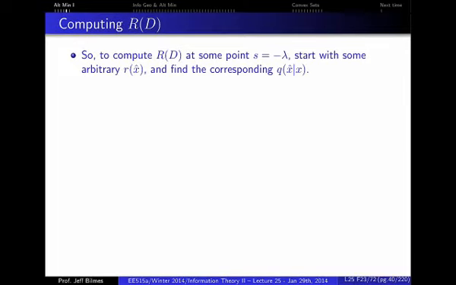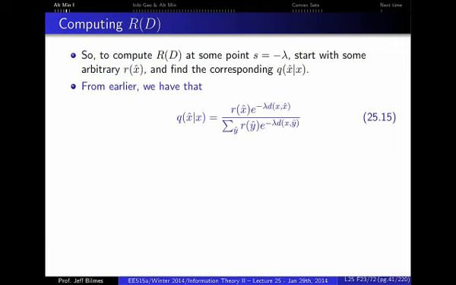So what we can do then is compute the rate distortion function very easily, starting at some point s, which is again the slope. We start with some hopefully arbitrary r of x hat, and find the corresponding conditional distribution. We already have the formula for this; we already know this relationship. We're not going to be able to start with any arbitrary r of x hat, but the constraint on r of x hat that we're going to derive is very easy, namely that none of the values can be 0. So it has to be strictly positive. But once we've got r of x hat, we can form Q.